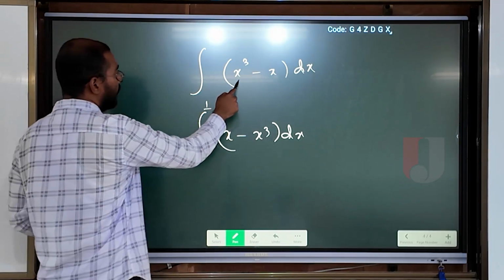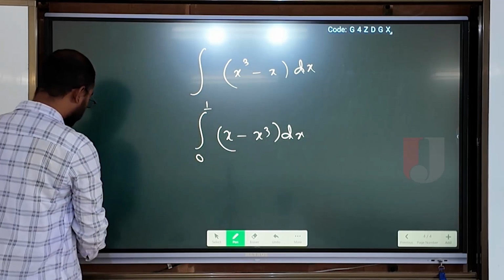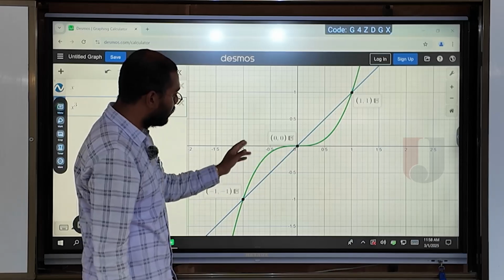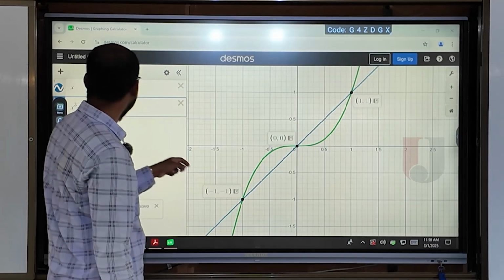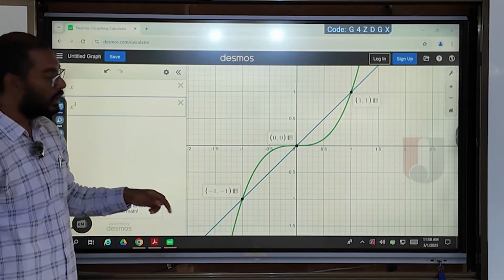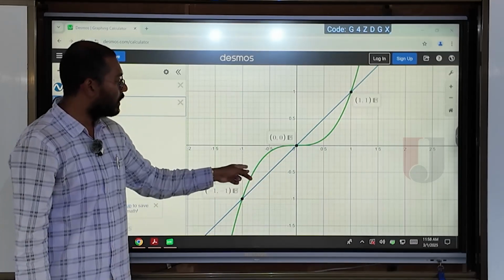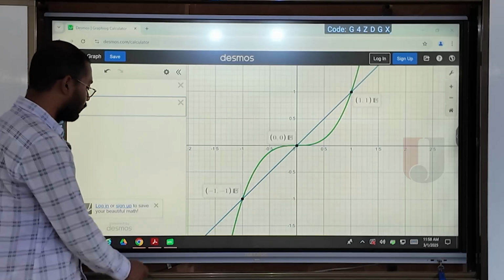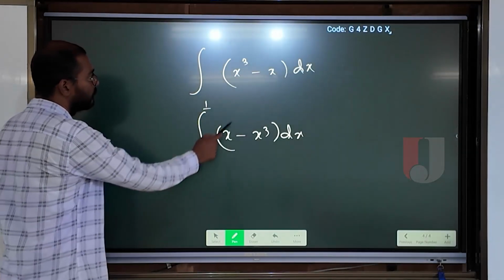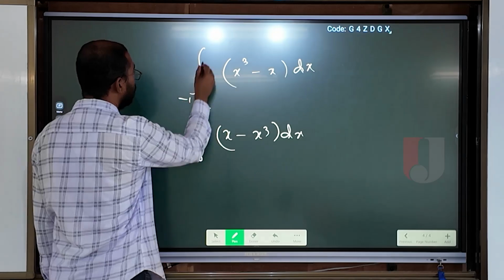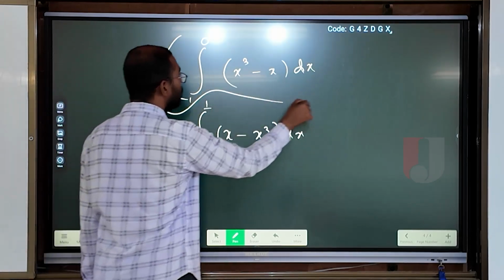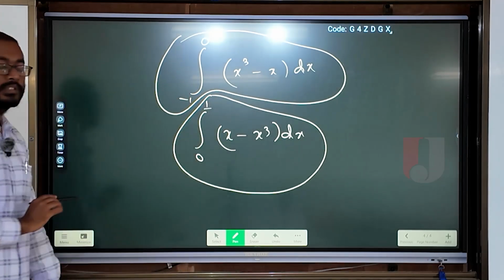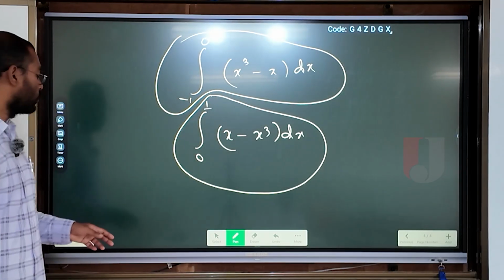And for x cube minus x, inside the zone from minus 1 to 0, our green line, the x cube line, dominates the y equal to x line. Inside that zone the x cube value is larger and the y equal to x value is smaller. So here it is minus 1 to 0. Now this is one integration and this is another integration. Now we have to simplify this equation. After that we have to add, because two portions are there.